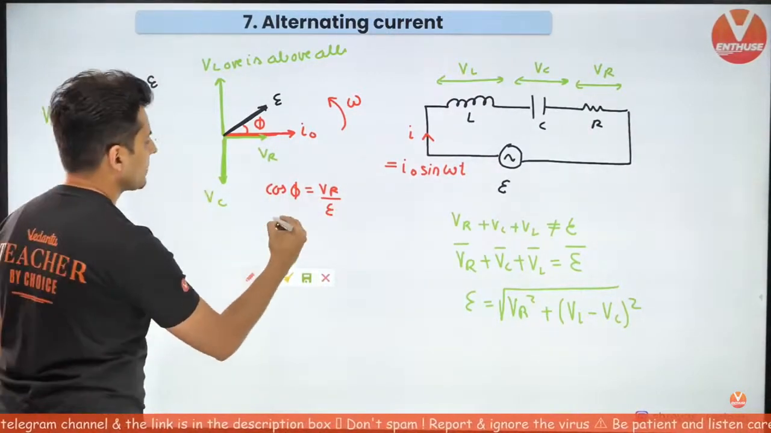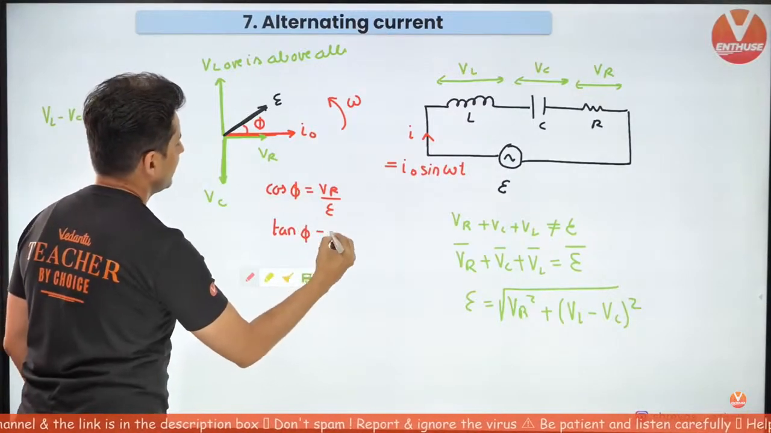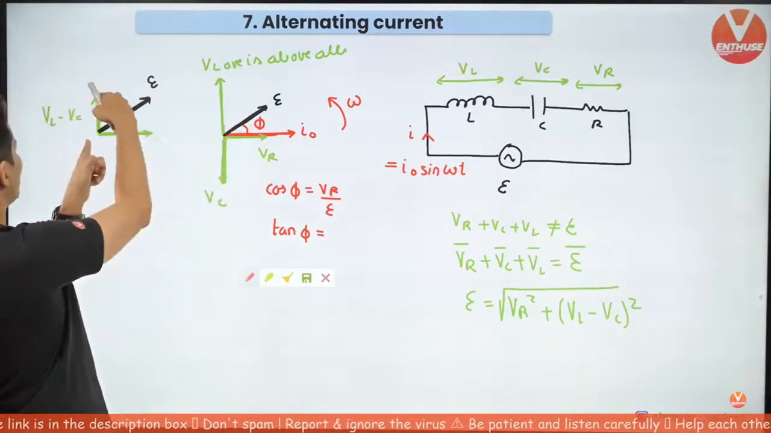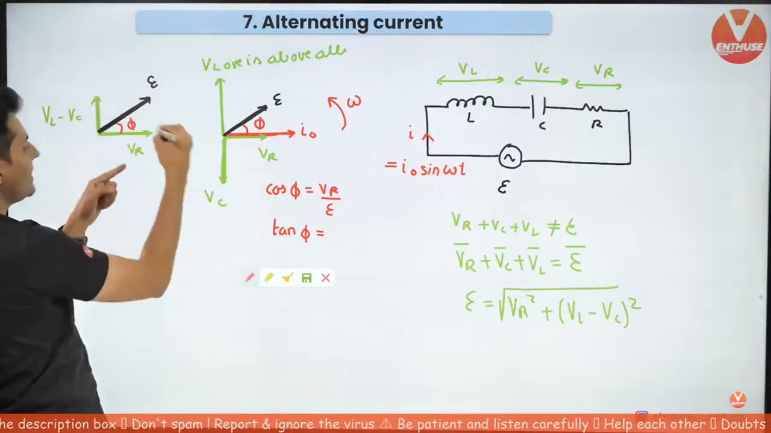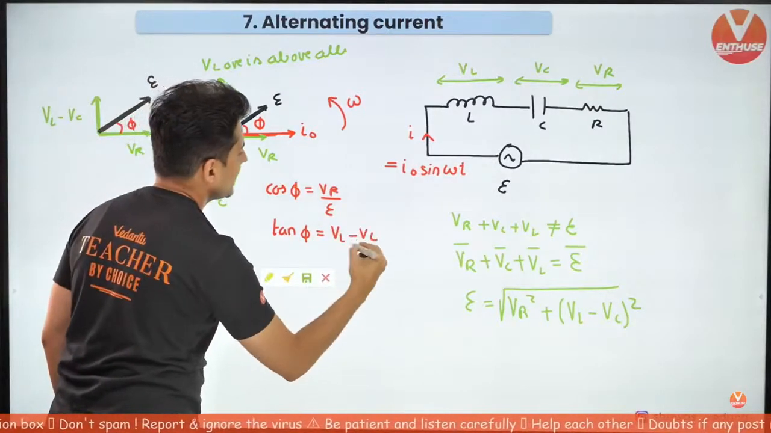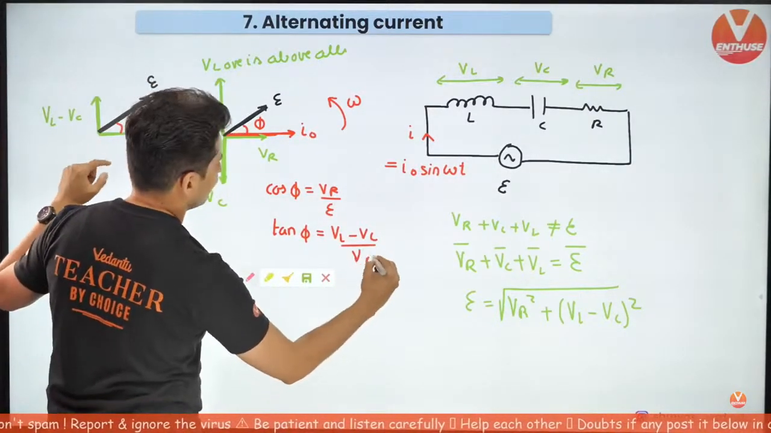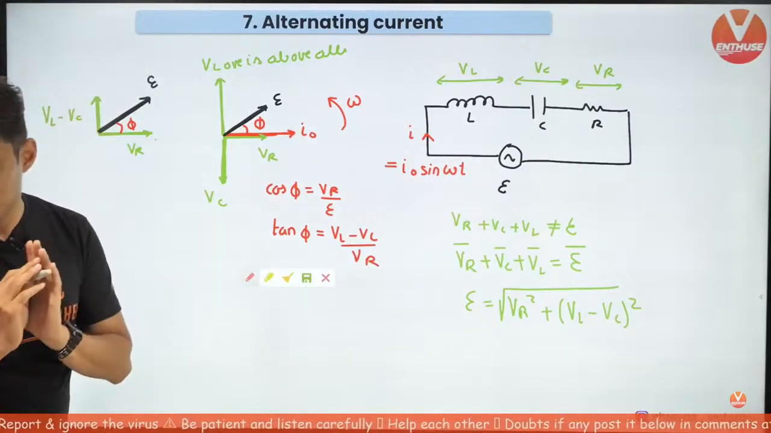VR by E is cos phi. You can also say tan phi. Tan phi is, see, look at this, this is the same angle. VL minus VC by VR. One and the same thing.